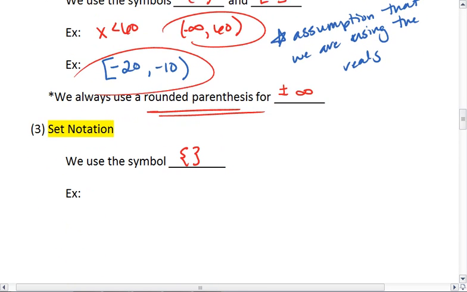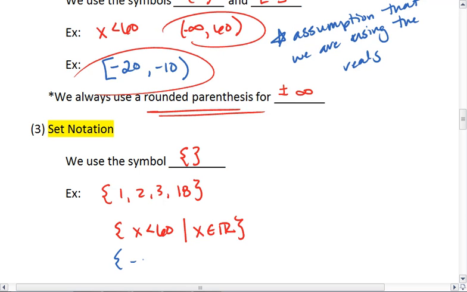Set notation is great because we can express a finite set, such as 1, 2, 3, 18. Or we can say that we want every number x less than 60. And we're going to define what set x is an element of. So we're going to say explicitly that x is a real number. Or we can say that we want all the numbers between negative 20 and negative 10, such that y is a real number.